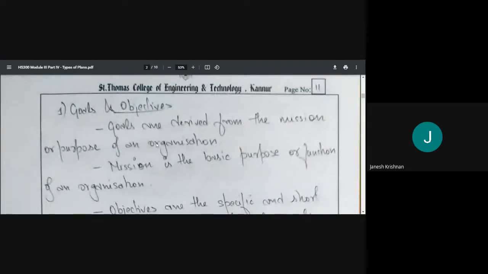So based on goals and objectives, plans are classified. So what we have to understand is what is goal, what is objective. So we'll be having a plan for objective, we'll be having a plan for goal.